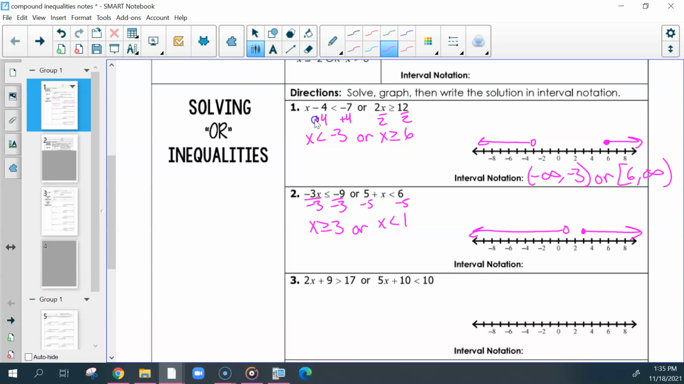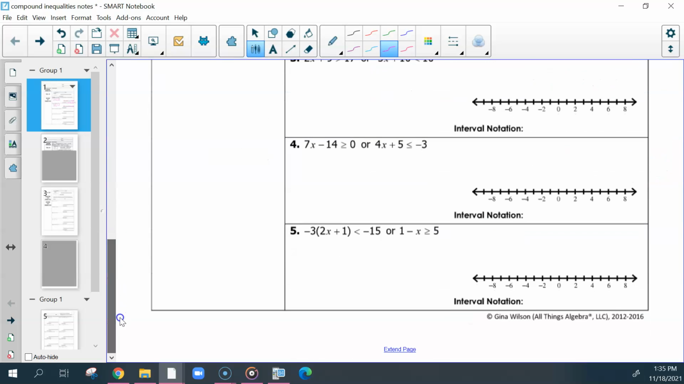Let's jump down to not a harder one, but there's more steps. So for this one, let's do number 5. On the left side, or the first inequality, I would need to do one of two things. You can either distribute, so I'll show both ways, negative 6x minus 3 less than negative 15, and then solve for x.